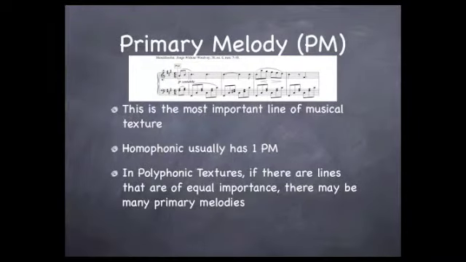A primary melody is the most important line of a musical texture. Most musical textures have one primary melody. In polyphonic textures, though, if there are lines of equal importance, there may be more than one primary melody.